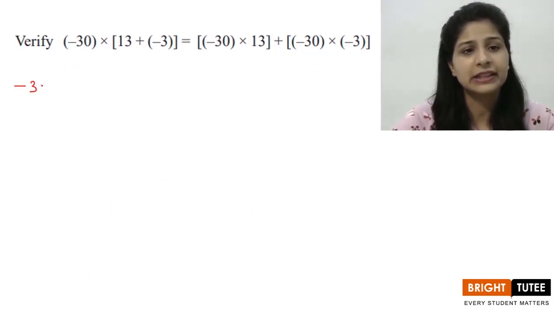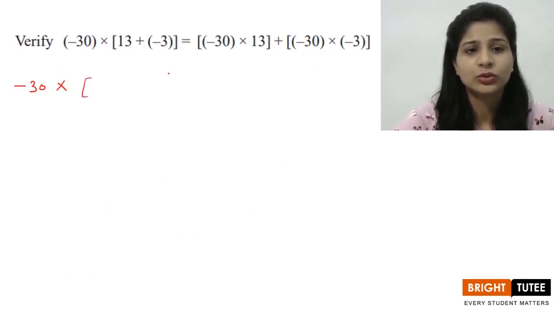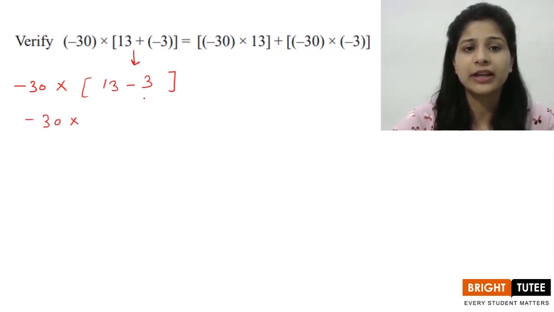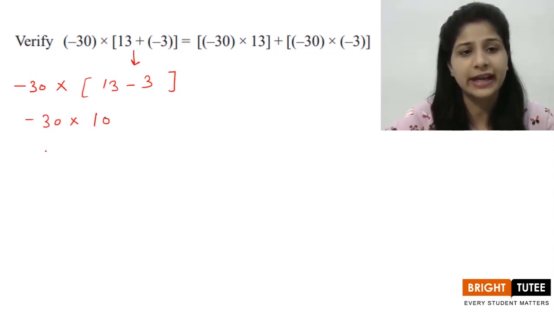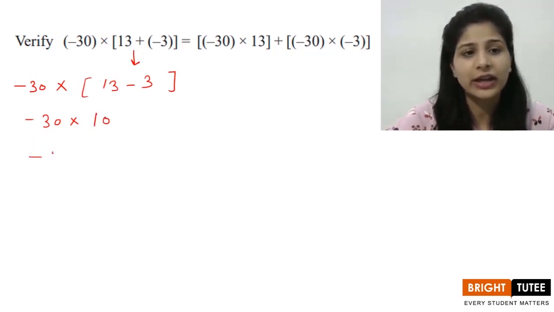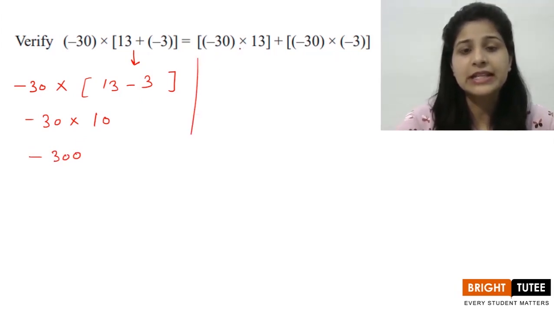We have minus 30 into this one. Solve this. 13 minus 3. So minus 30 into 13 minus 3, students, we will be getting 10. And minus 30 into 10, quite easy to solve, minus 300. Let's do this one. So minus 30 into 13, 13 3s are 39, minus 390.